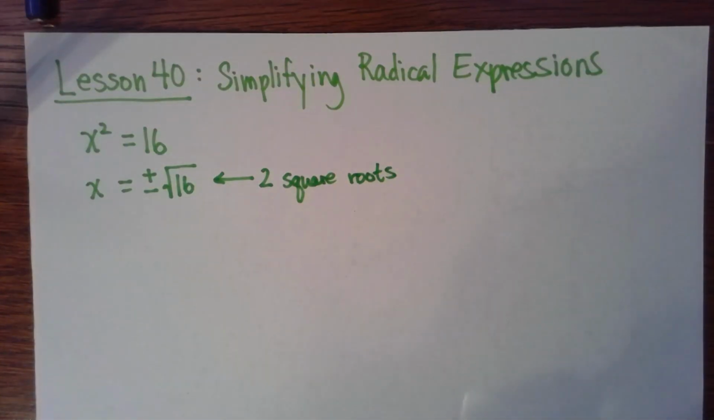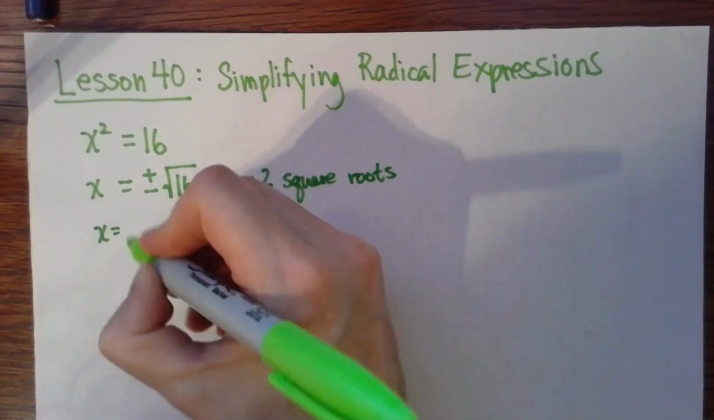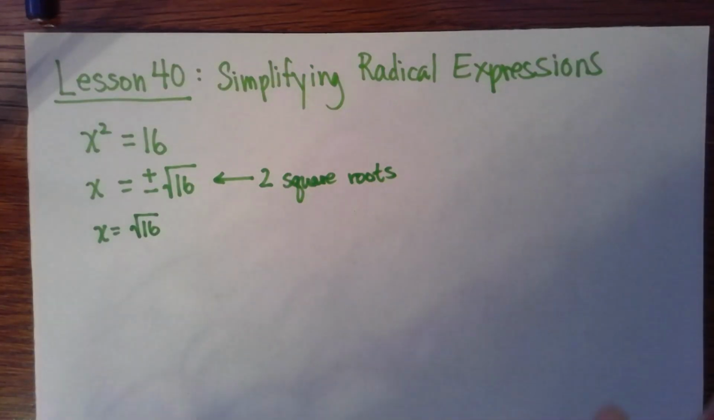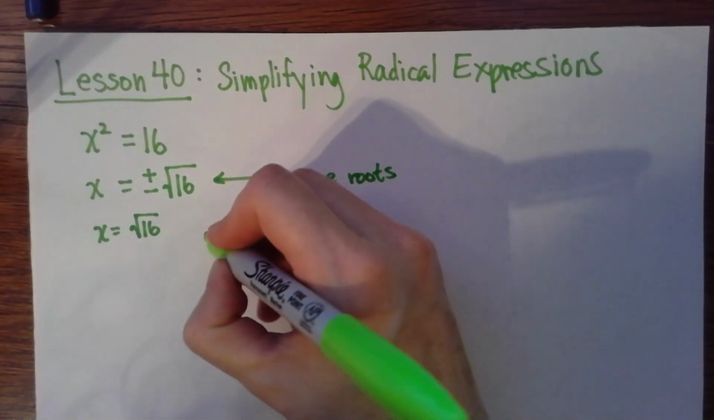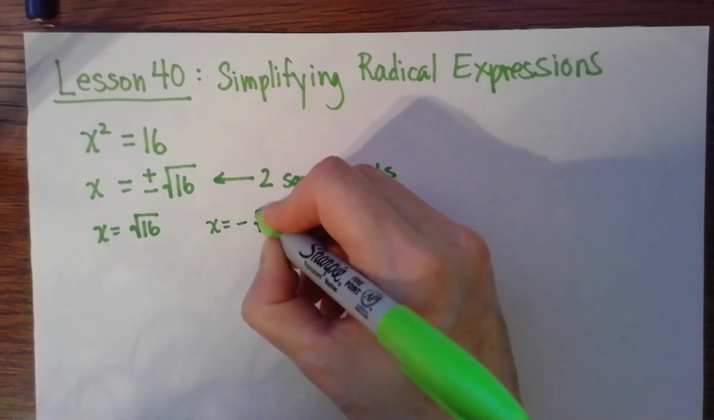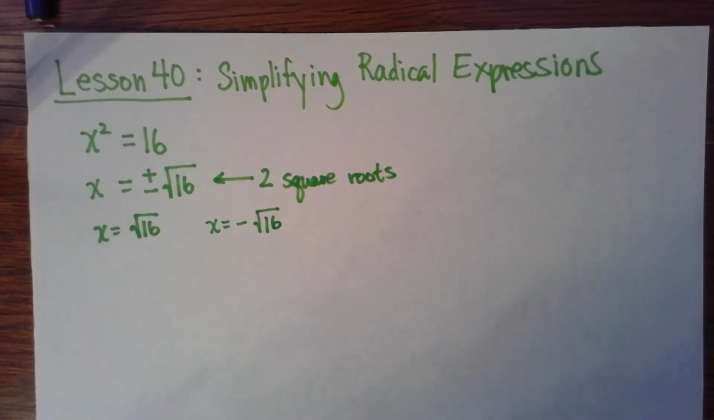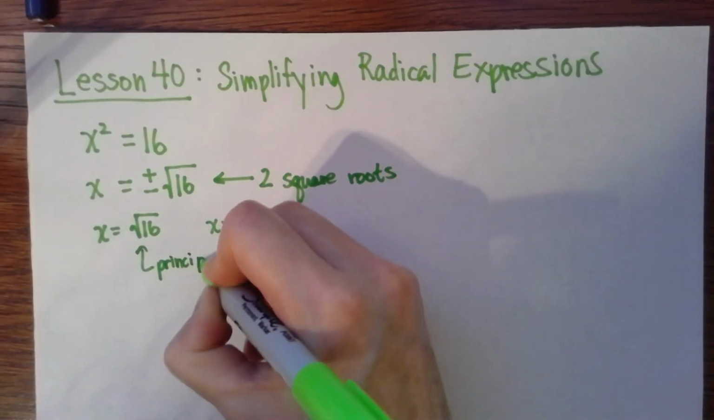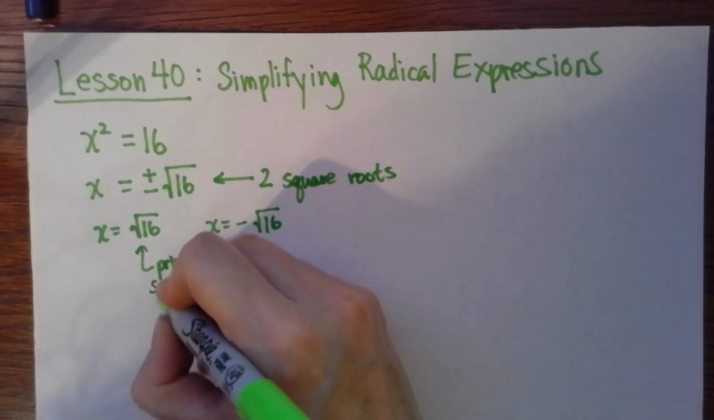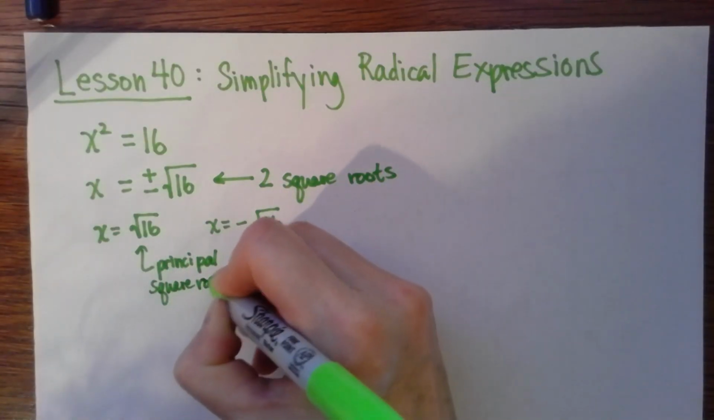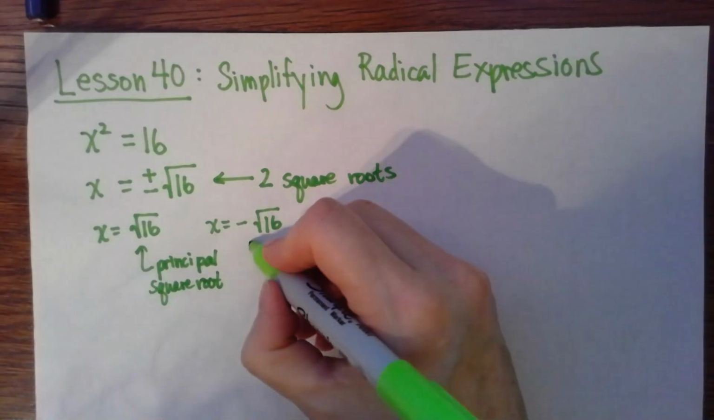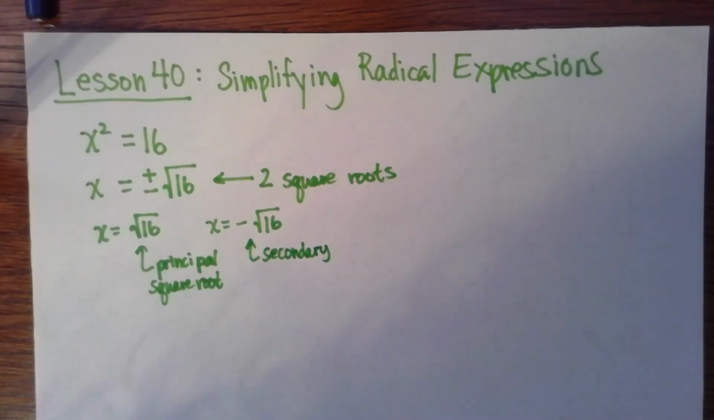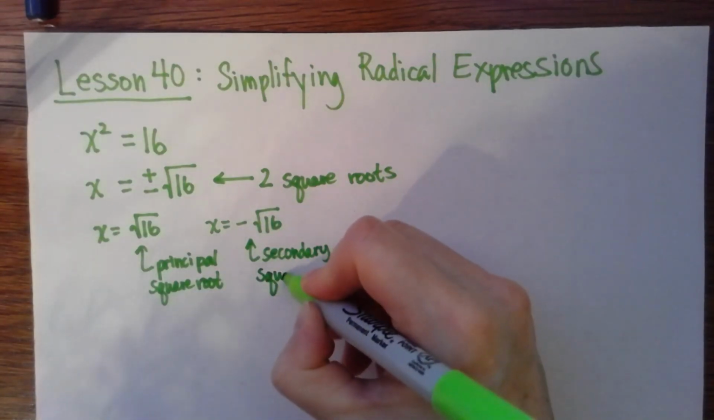So the solutions to this equation are x equals the positive square root of 16, which we usually just write as the square root of 16. When it's positive, we don't put the plus in front of it. And the other solution is x equals negative the square root of 16. Okay. So this one is called the principal square root. The principal one is the positive one, and then this one is the secondary square root. There's two square roots, so one of them is principal, one of them is secondary.